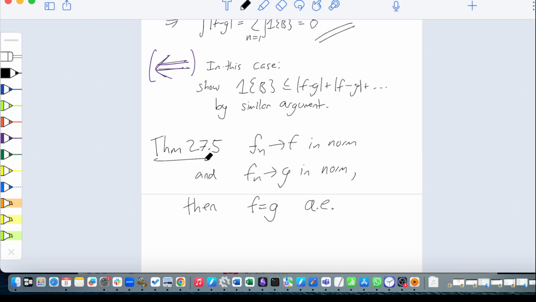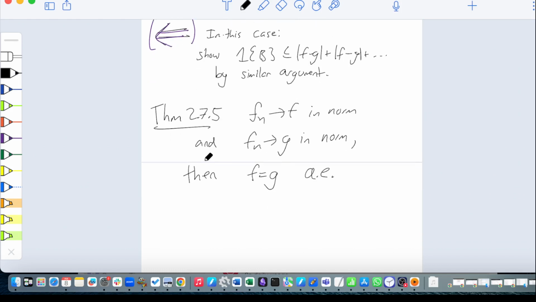Okay, so we have equal almost everywhere. We have this norm stuff. I told you what equal almost everywhere means. Let me tell you now what convergence almost everywhere means. Definition 2.7.6, convergence almost everywhere.